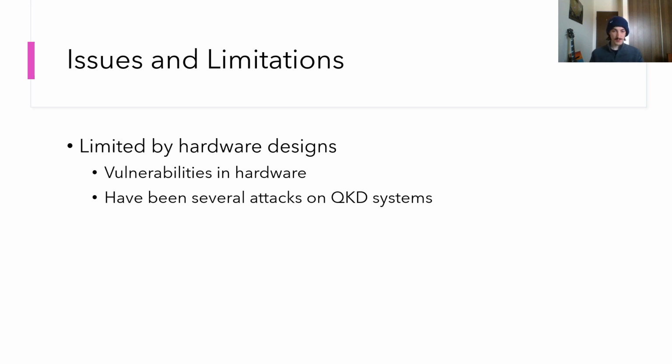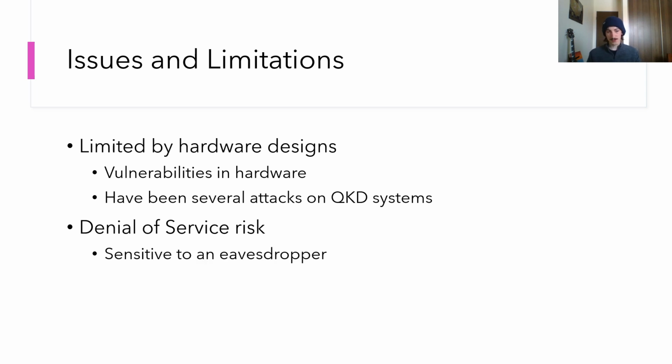And there have been several public attacks on QKD systems in the past, so they are definitely not fully secure like it might seem. Another big issue is the denial of service risk. Because it is sensitive to an eavesdropper, it's nice being able to know that there's an eavesdropper listening in, but the issue comes if that eavesdropper is always listening in, then you can't ever agree on a key. You can't ever have real communication unless you have other channels. And even then, if there's an eavesdropper listening on all of those channels, then that essentially just denies service to that person.